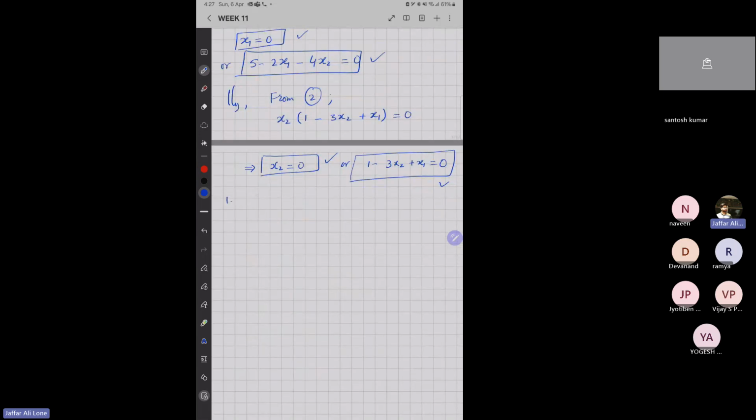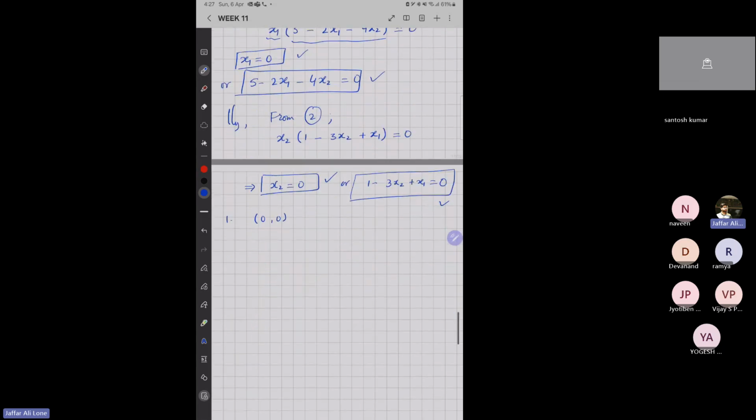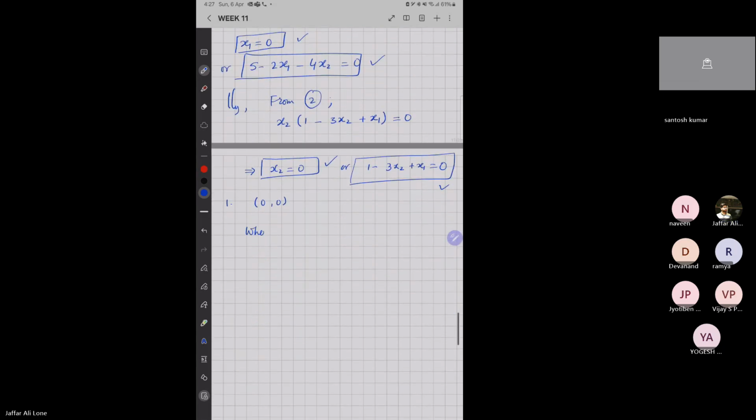So equilibrium point number 1 is (0, 0). Now let's look for equilibrium number 2. If you see this equation, when x1 is 0, you see from this equation, 1 minus 3x2 plus x1 is equal to 0.